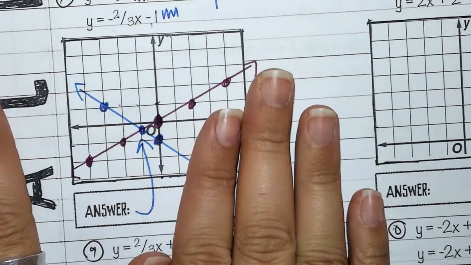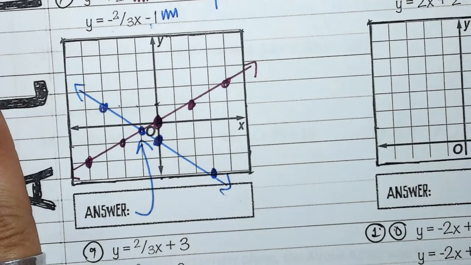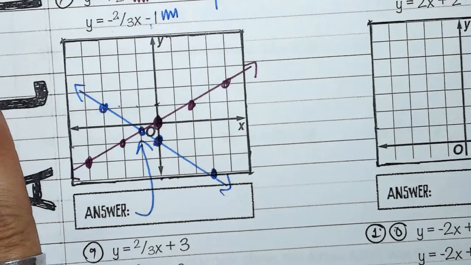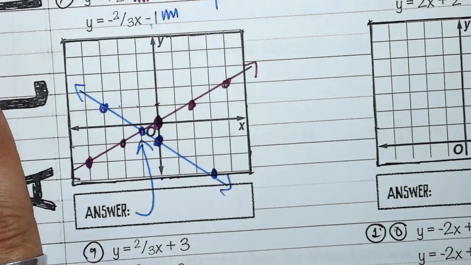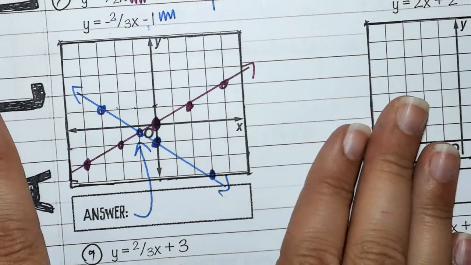We can just put arrows on all of them, right? Only if it doesn't cross at an exact point. If it crosses at an exact point, we write the coordinate. Reggie. Yes, let's let everybody get caught up.